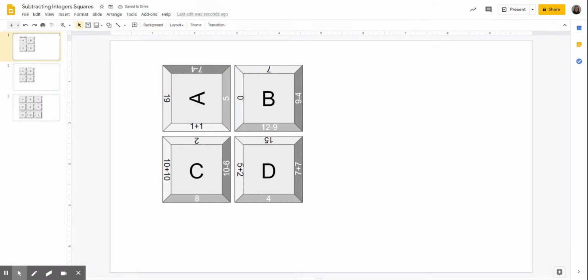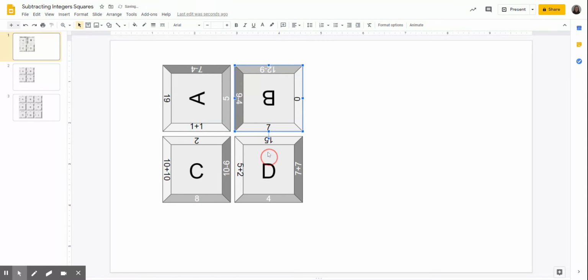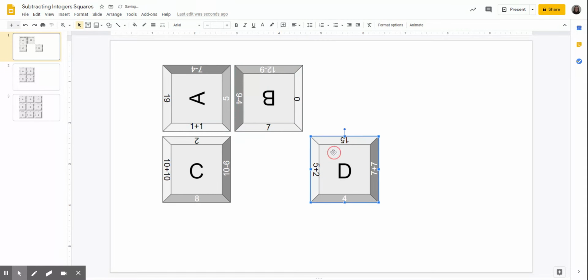Now I see a 5 right here. Is there anything that's going to be equal to 5? Well, there's a 9 minus 4, so let's flip that around until the 9 minus 4 matches the 5. Well, that doesn't match. Got to flip it one more time. There we go. And now all I have to do is figure out what goes where with the D square.